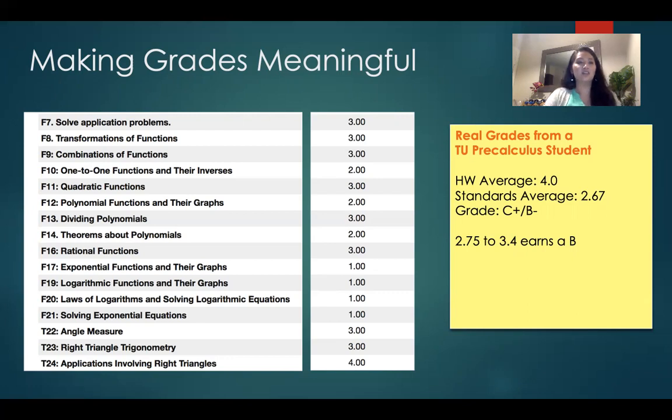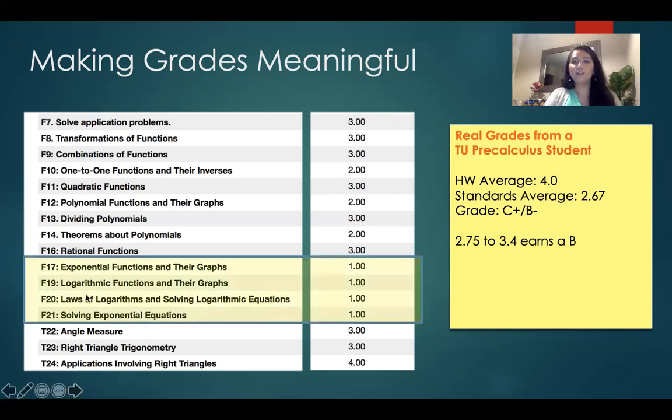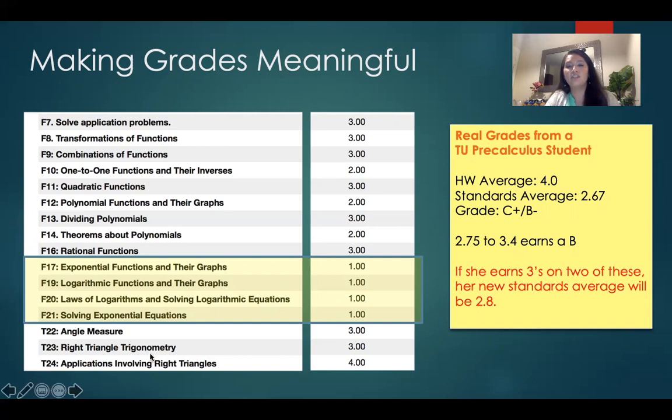Well, it's easy to just look at the grade book and say, okay, where are the low grades? We got 4 1s here. The student is struggling with exponential functions, logarithmic functions, laws of logarithms, and solving logarithmic equations and exponential equations. If she earned 3s on 2 of those rather than 1s, her new standards average would be 2.8 and she would be in the B range. And that's great because if she's going on to Calculus 1, she needed to learn about exponential and logarithmic functions anyway. So she and I would have a conversation.